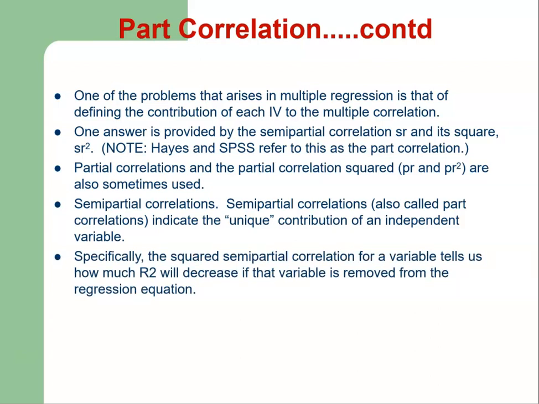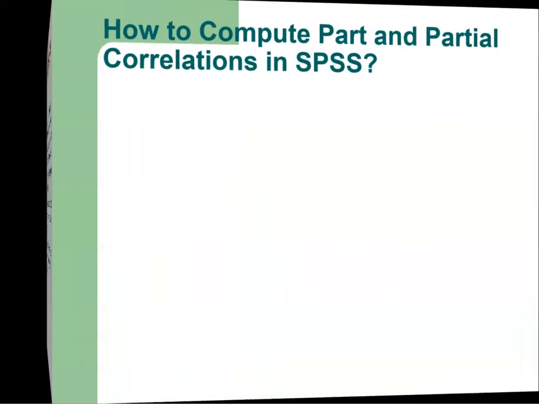Specifically, the squared semi-partial correlation for a variable tells us how much R square will decrease if that variable is removed from the regression equation.